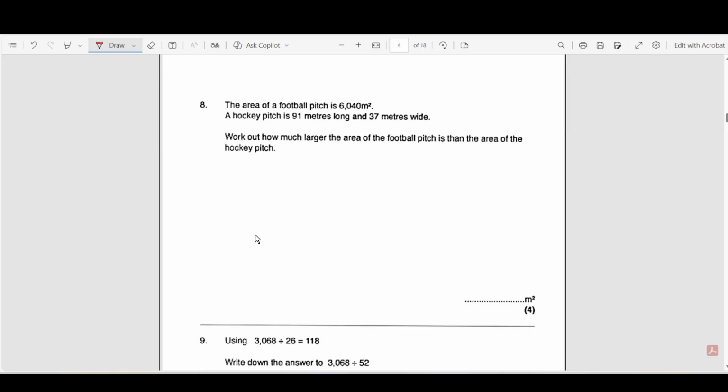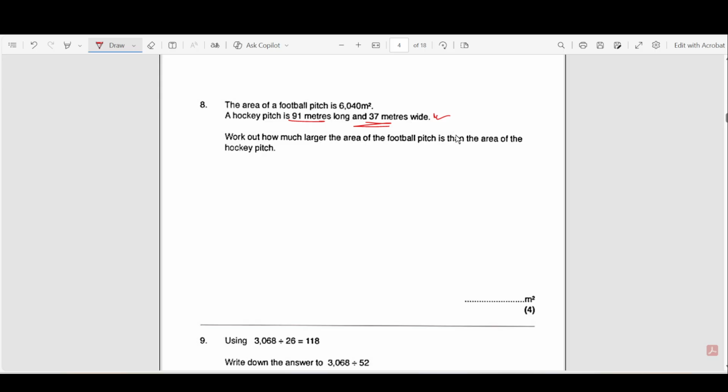Let's see the next question, which is question number 8. It says the area of the football pitch is this, and the hockey pitch is 91 meters long and this many meters wide. So length and width are given for hockey and area for football. Work out how much larger the area of the football pitch is. So basically we need to compare these two areas. Because the area for football is given but for hockey it is not given, first we need to find it. Here only length and width are given, so we need to calculate the area of the hockey pitch.